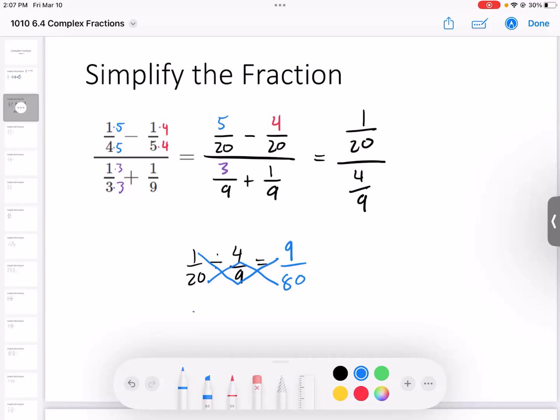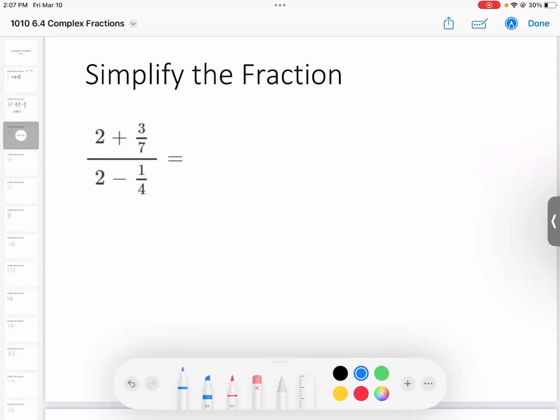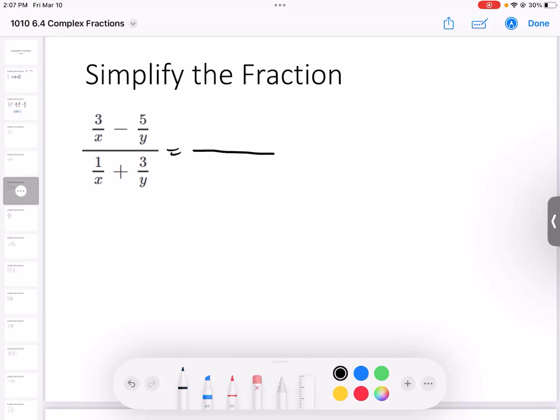So let's look at some examples where we would have polynomials. If we look at this one, actually, let's do one with variables. Yeah, let's do this one. Okay, so if we look at this one, we have one big fraction, but the top of the fraction and the bottom of the fraction have multiple parts. They're not just a single fraction. So we need to simplify the top and simplify the bottom so you just have a single fraction in the top and the bottom. So how would we do that in this case? Any ideas?